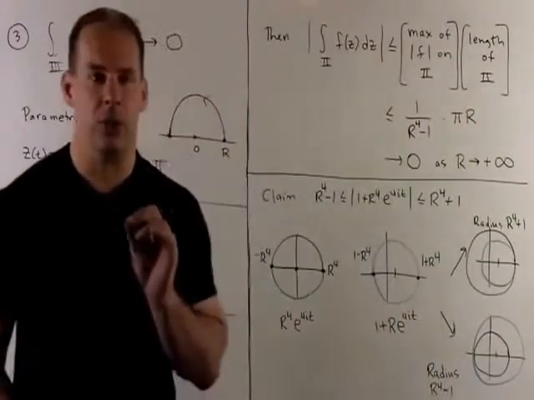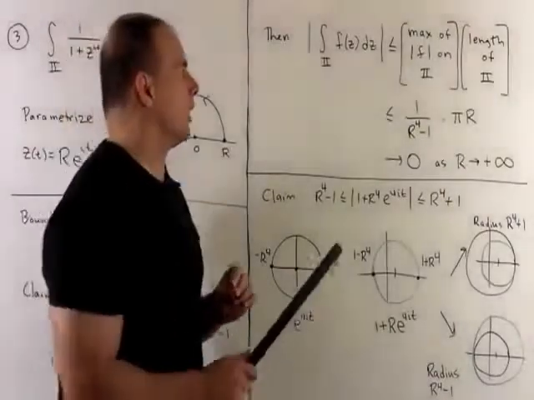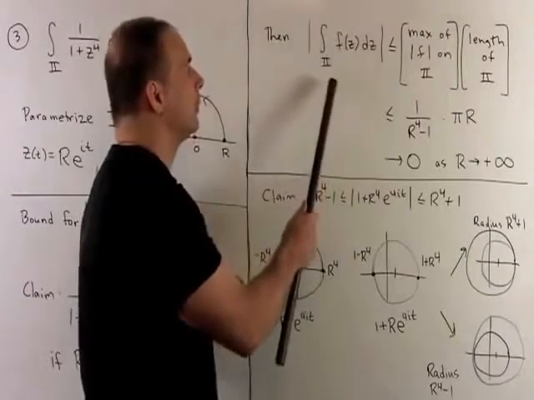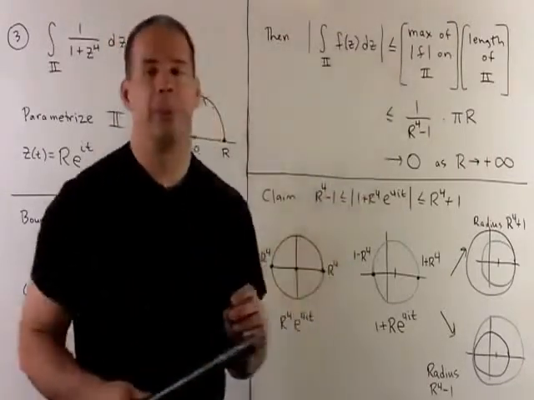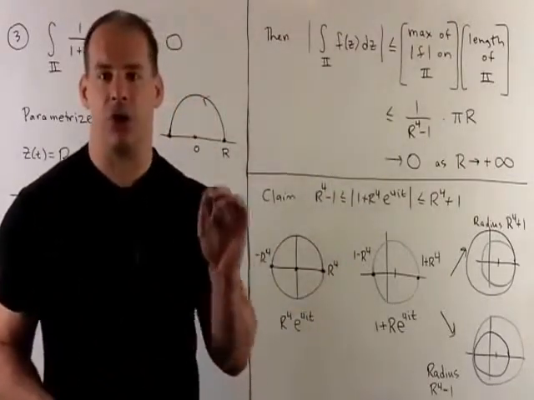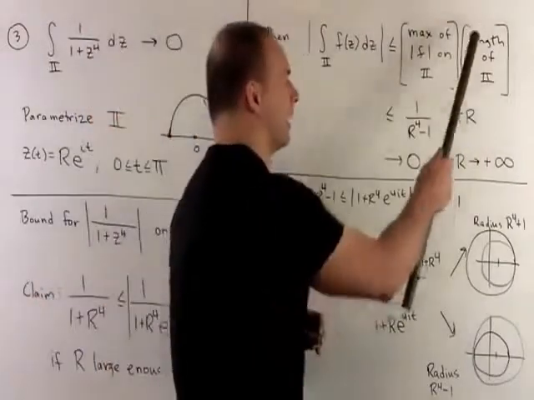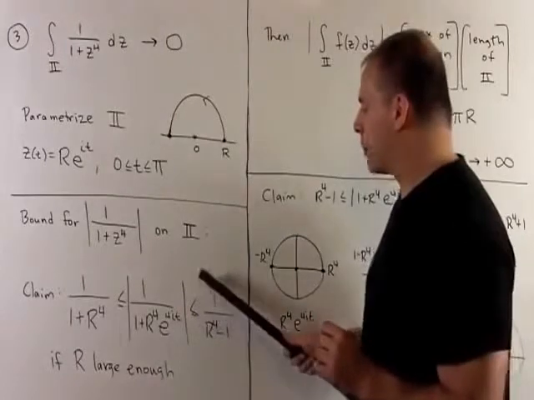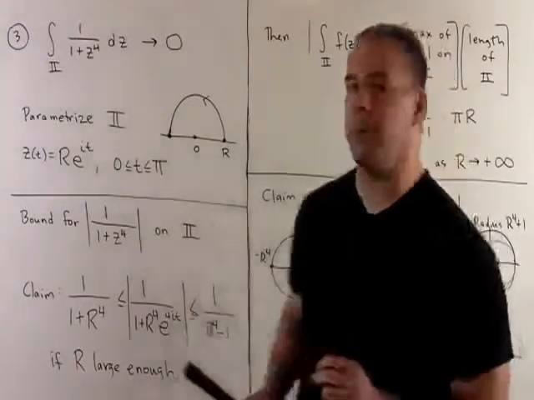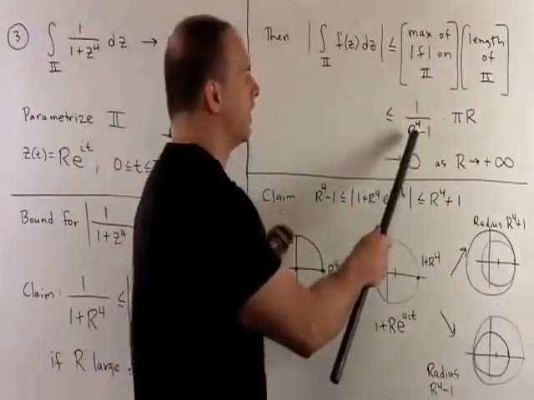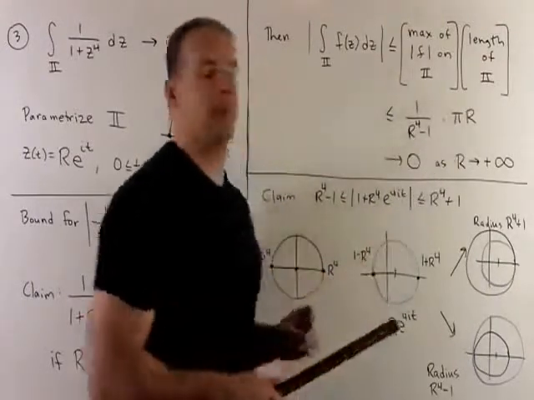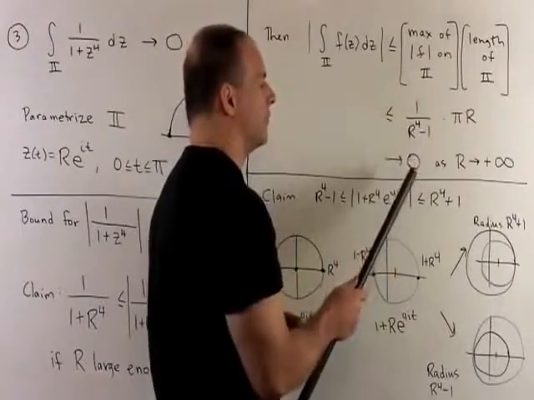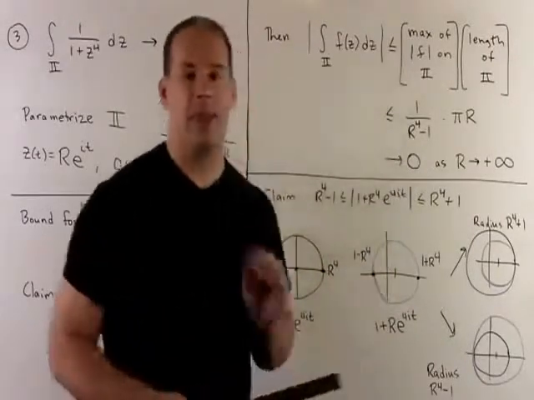Now, how do we use that? Well, we have the estimation lemma. If we take the modulus of a line integral, that's going to be less than or equal to the maximum of the modulus of our function on the curve times the length of our curve. So in this case, we have the upper bound of 1 over r to the 4th minus 1. We multiply that by pi times r, the length of the semicircle. Then you note, if we take the limit as r goes off to infinity, we're going to go to 0, and that's our result.